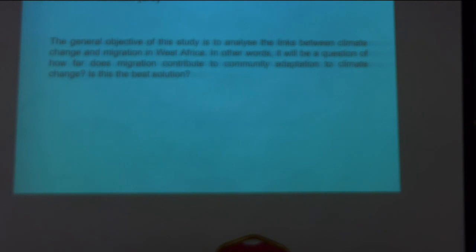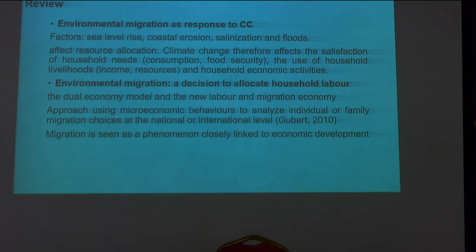So the general objective of this study is to analyze the links between climate change and migration in West Africa. In other words, it will be a question of how far migration contributes to community adaptation to climate change. For our review, we have two separate points about migration in West Africa: a point which considers migration as an environmental response to climate change, and a second point which considers migration as a decision to allocate household labor.